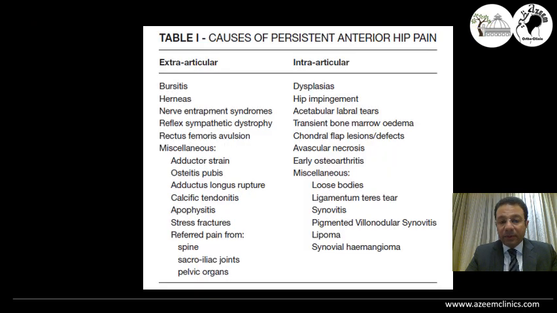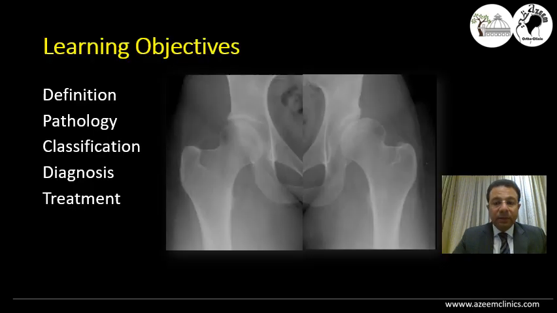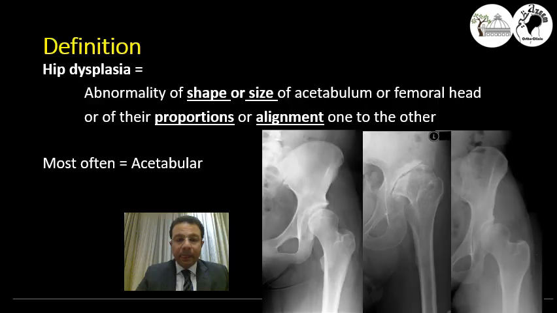This is another table, coming from another paper in our orthopedic literature, on causes of persistent anterior hip pain. Among the intra-articular causes, you find that dysplasia comes first, followed by hip impingement. These are our learning objectives in this video concerning acetabular dysplasia. First, we will start with the definition.